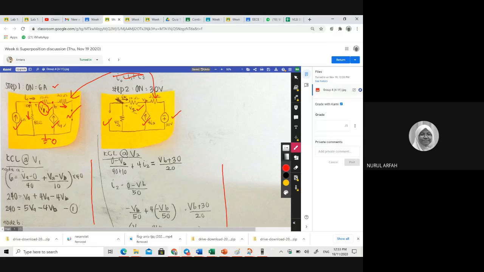Where's your V1? Which one? Okay, that's fine. Node A, maybe. This one. KCL at node A. So this is node A.